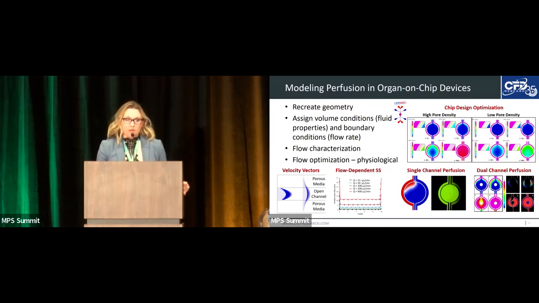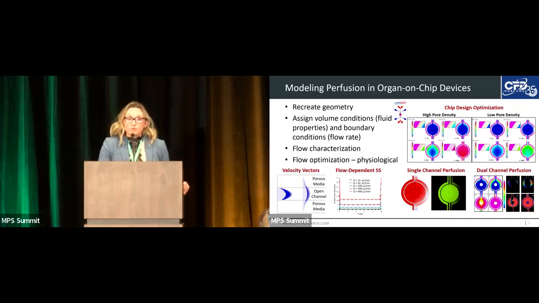If you look at the plot on the bottom, next to the flow-dependent shear stress, SS, you can see how we can modify the flow in the system to change the shear and make sure that we are replicating what we should be seeing in vivo. On the side, we can see how this type of modeling can be used to optimize the design of your chip. In this case, we can change the pore density to make sure that we're achieving the concentration needed in that target tissue chamber in the center.